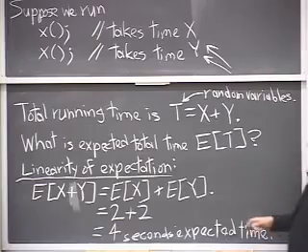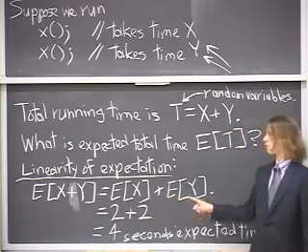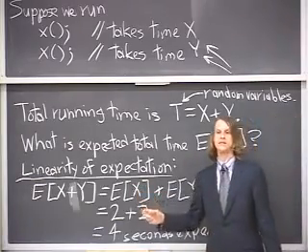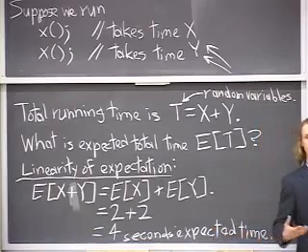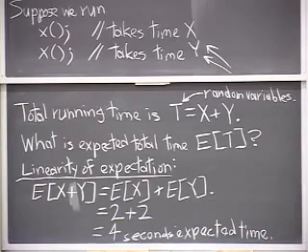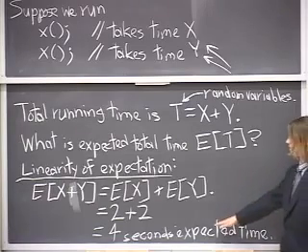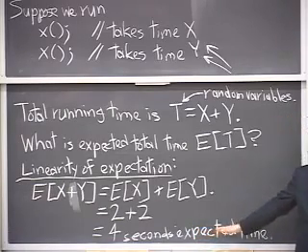Like, for instance, suppose that we set this up so that Y is always the same as X. If X comes up heads, then Y comes up heads as well. If X comes up tails, Y comes up tails as well. Then the probability of each coming up heads or tails is still 0.5, but now they're depending on each other. But the expected running time is still 4 seconds.